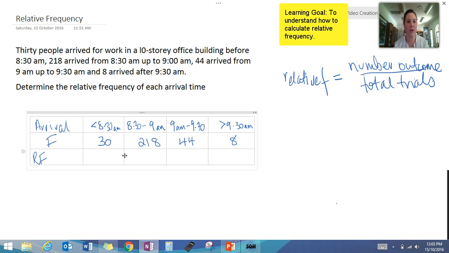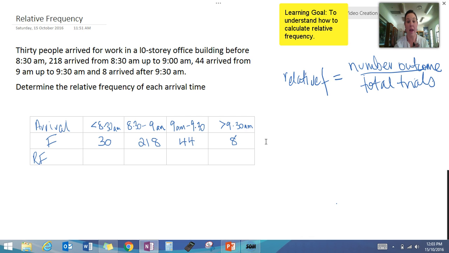So now that I've collated all the information from my question into my table, it makes it easier for me to work out all of my information. Now, the first thing I need to do before I can actually calculate my relative frequency is work out how many trials we did altogether. So that's how many people actually arrived to work, because that's part of our formula.